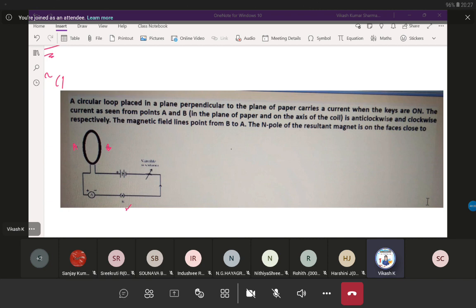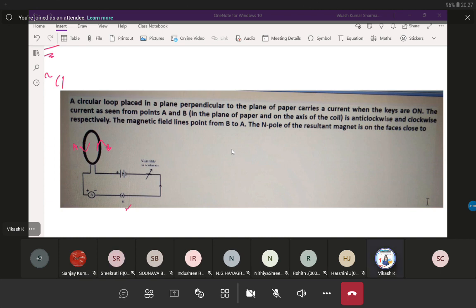Right. So draw what, beta? Magnetic field lines, yes or no? The north pole of the resultant magnet. So basically what it is telling, the current is going in which direction, beta? It is the same from point A and B. So if the key is turned on, the current passes from positive to negative. So this will be the direction of current here, yes or no?